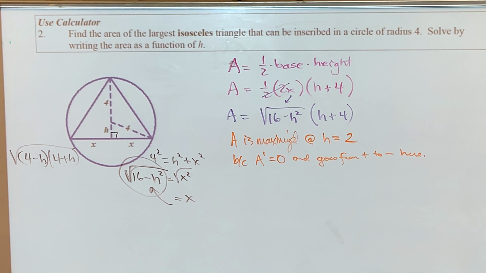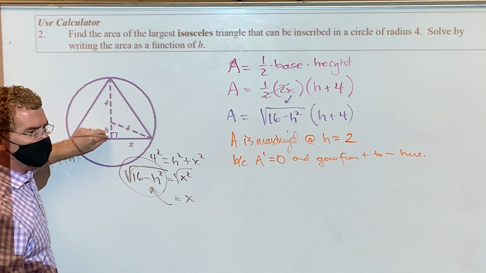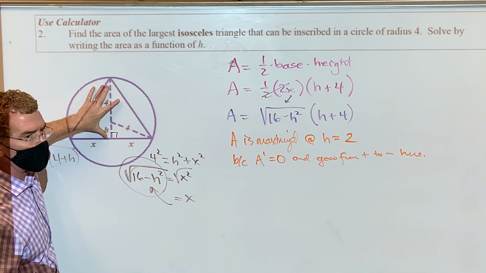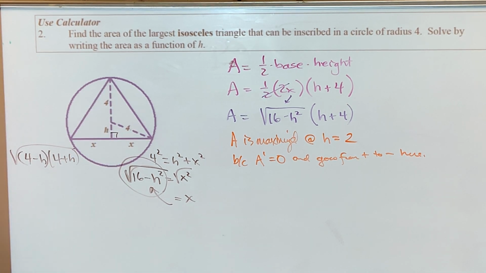And remember, if you're thinking about the domain on your window, what do you go from? Well, x, or h right here, can't be 0, and the biggest the height can be is 4. So set your window up on your x's from 0 to 4. That way you don't get any extra crosses that potentially could happen.